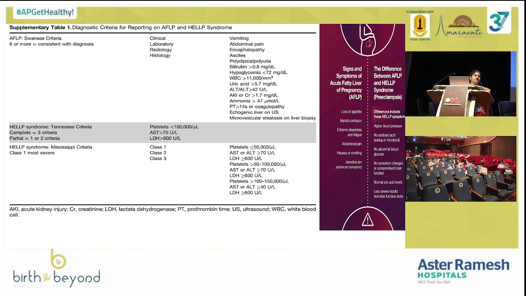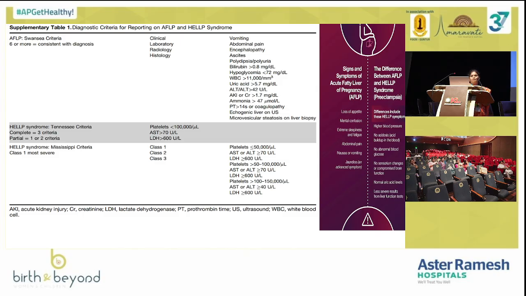And the positive predictive value of the criteria is only about 80%, but the negative predictive value is 100%. So if the criteria are 6 or more, we can say it is probably AFLP. But if the criteria are not met, we can definitely say AFLP is very, very unlikely, because the negative predictive value is 100%, but the positive predictive value is only 85%.